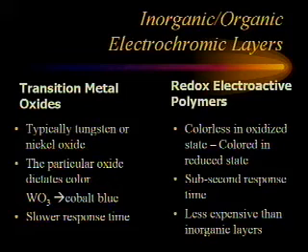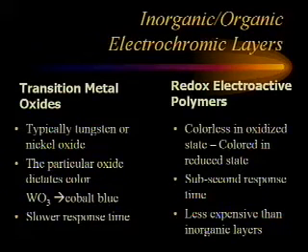I read that it could be up to 1 minute from its initial transparent state to its darkest point. On the other hand, we have an organic electrochromic layer, which I read was a redox electroactive polymer. And this specific polymer is adhered onto a substrate, and it's colorless in its oxidized state, and then it has color in its reduced state, so it acts as a chromophore in its color state. And again, it's triggered by the ions going into the electrochromic layer.